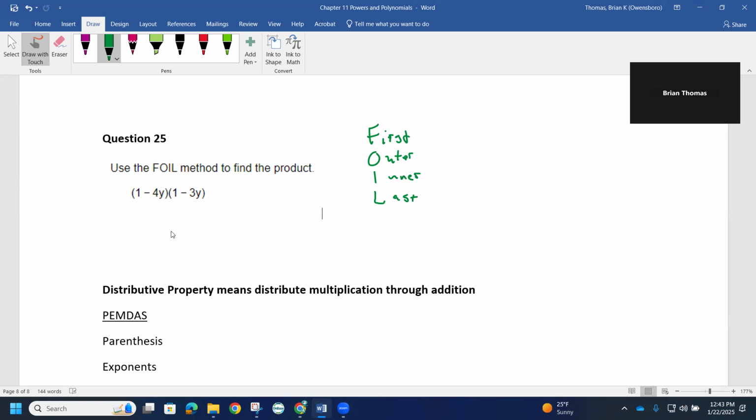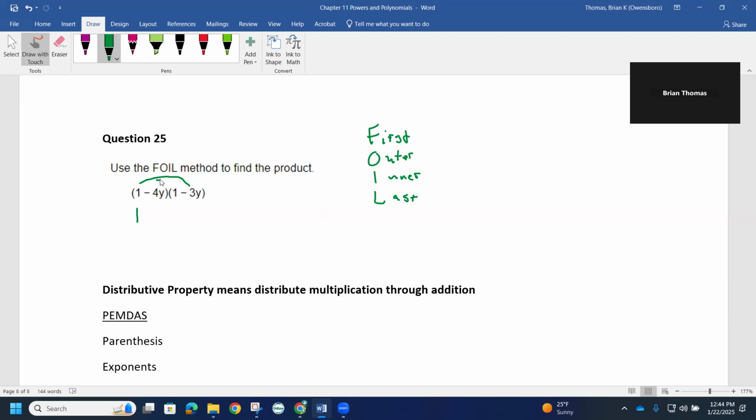Now, if you use FOIL, one of the things I like to do is I will kind of do the first, 1 times 1, I'll do 1. But then I'll do the outer, I'll show that. The outer would be 1 times negative 3y, would be negative 3y. So actually, I would put the negative 3y above it. That's a little too small. I can't see that. Got to be a little bit bigger.